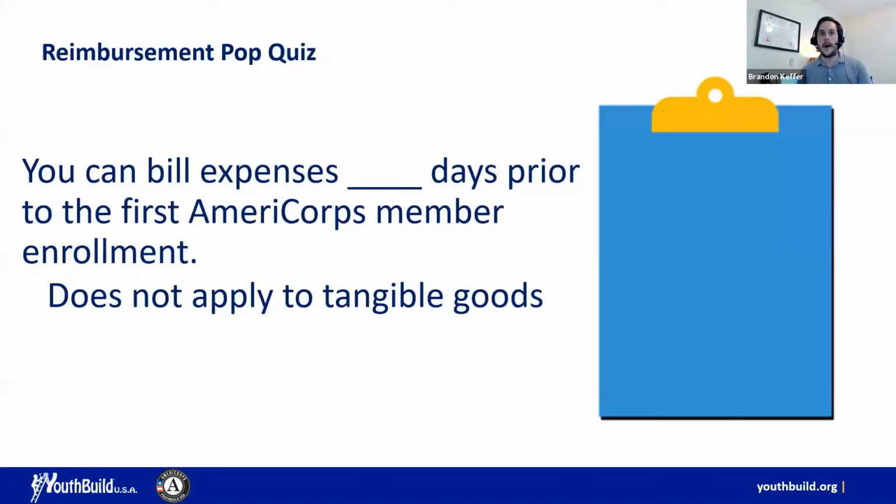So quick pop quiz on the basics around reimbursement. You can utilize the chat box to give us your answers. First question, you can bill expenses blank days prior to the first AmeriCorps member enrollments. And this does not apply to tangible goods. All right, exactly 30 days prior to the first AmeriCorps member enrollments. So you'll want to be looking at your 2021 members and getting a sense of when they're going to start their service.